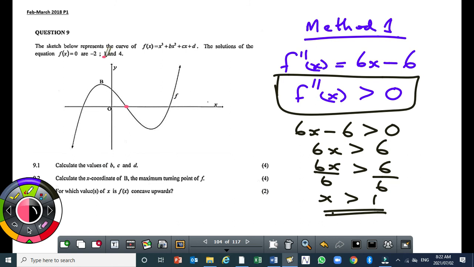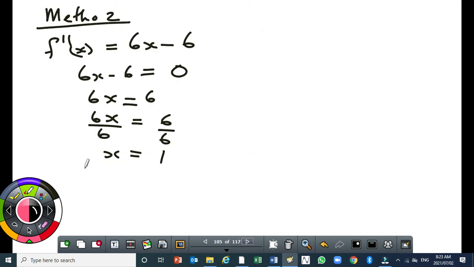For the graph to be concave up, it means we are talking about values of x that are to the right. Am I right? Yes. The values that are to the right of what? Of this point here. If x is 1 here, it means all the values to the right are what? Greater than 1. So, your final answer here, you can just write, therefore, x is greater than 1.